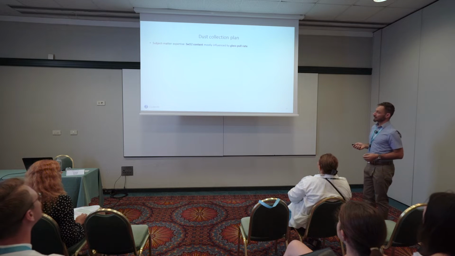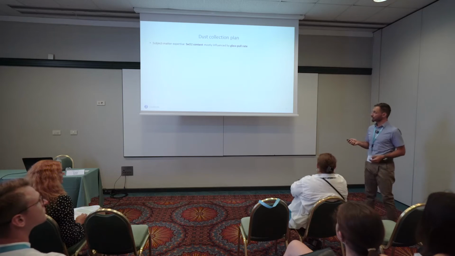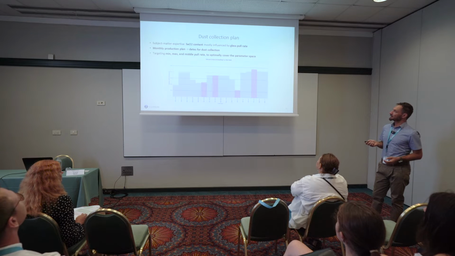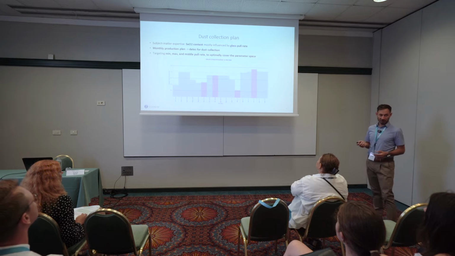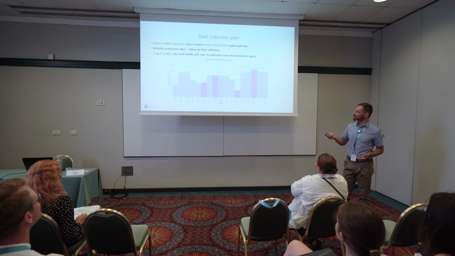Then dust collection plan. So experts had some knowledge from before, and they said selenium content in filter dust is mostly influenced by the glass pull rate, so how much glass we produce per hour. Okay? Then we checked the glass production plan for the next month, and we have determined some middle values for plant production, and then minimum and maximum to cover the whole range of production.